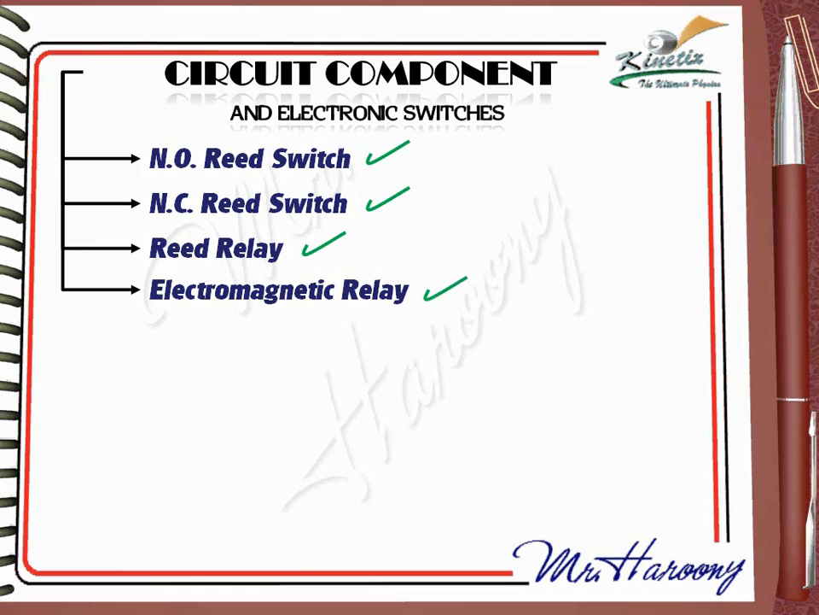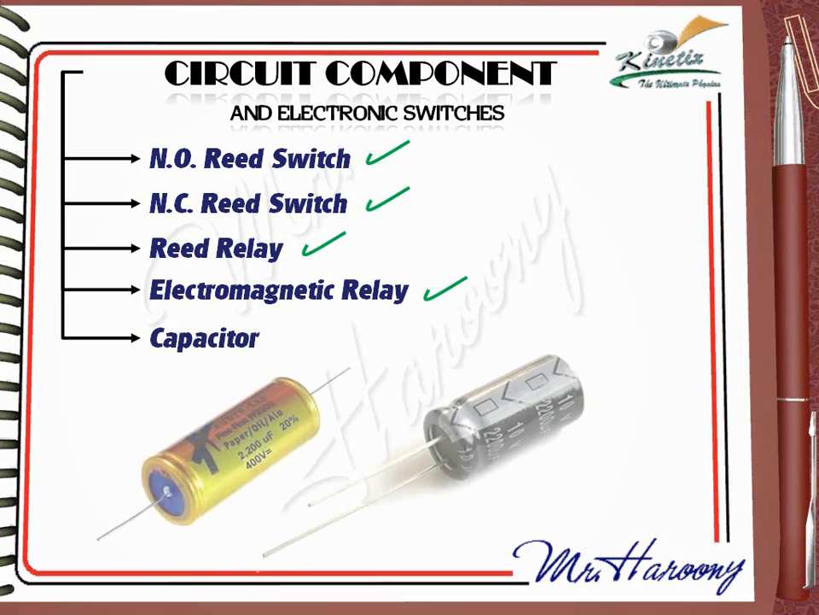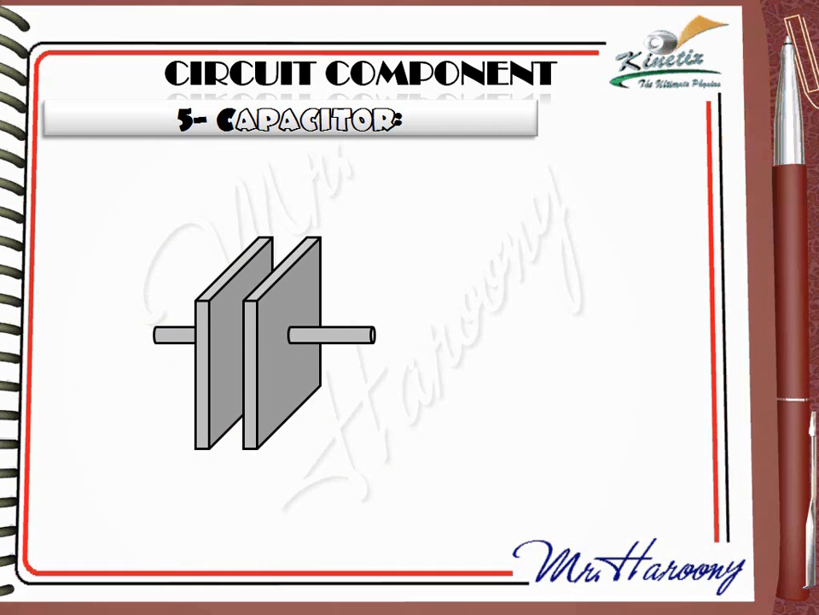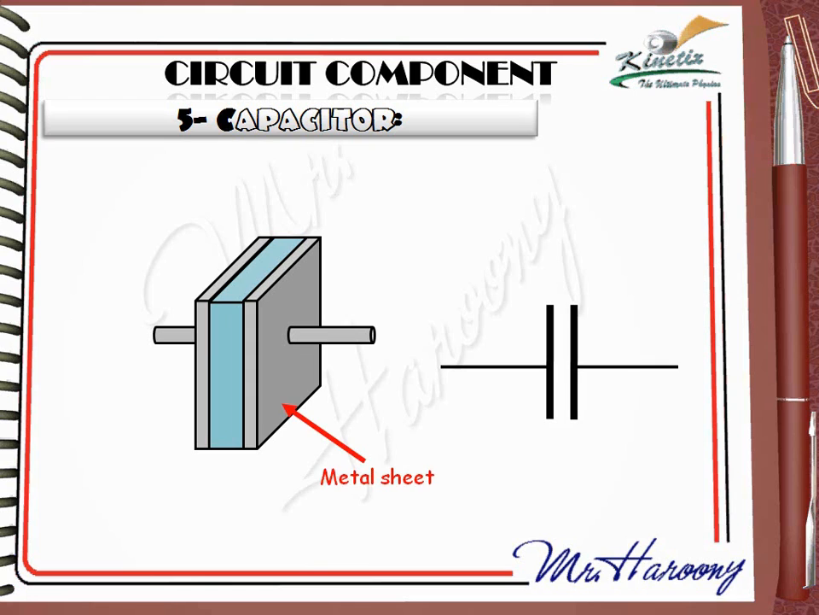After finishing the electromagnetic relay, it's time to discuss the fifth circuit component in the syllabus, which is the capacitor. The function of the capacitor differs from previous components. It is not a switch. This shows real capacitors. The capacitor from inside is made of two plates. Between the two plates is an insulating material named the dielectric. This is the circuit symbol of the capacitor, made of two metal sheets and the dielectric material.